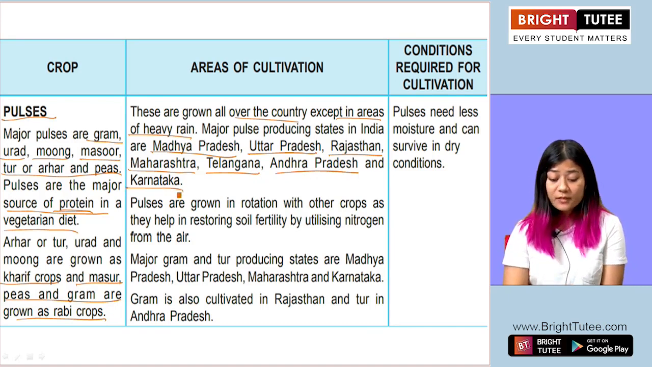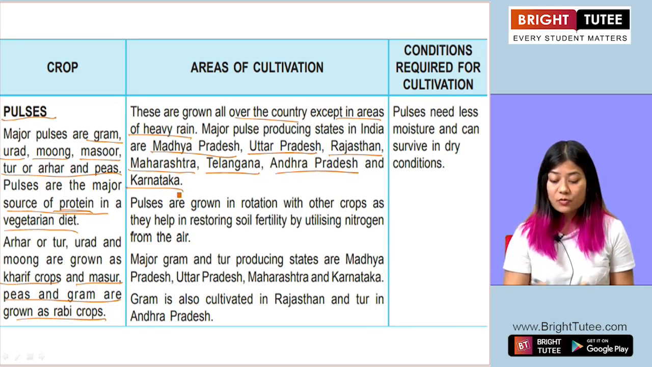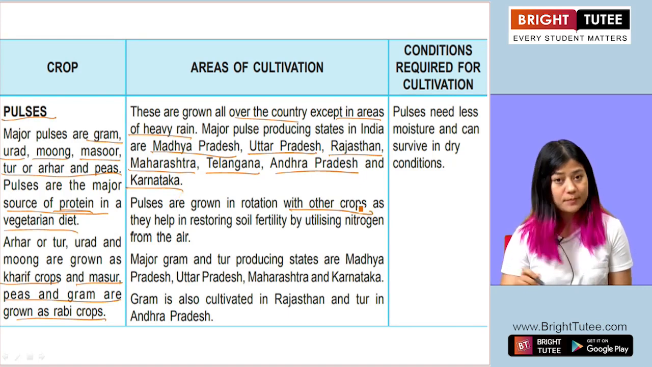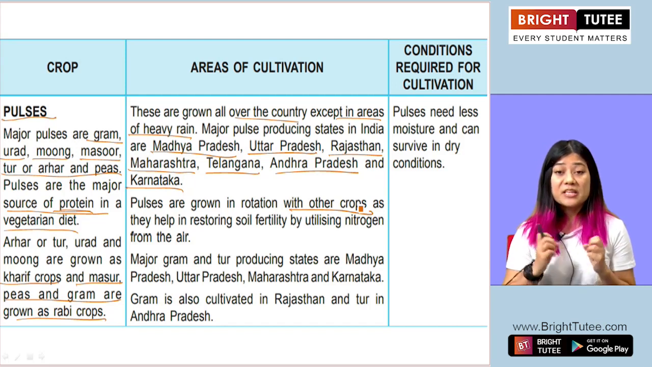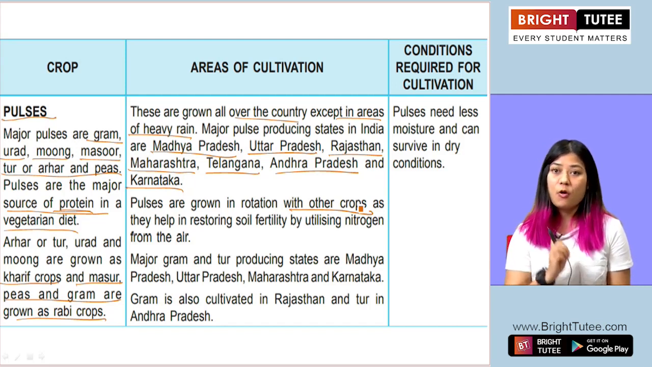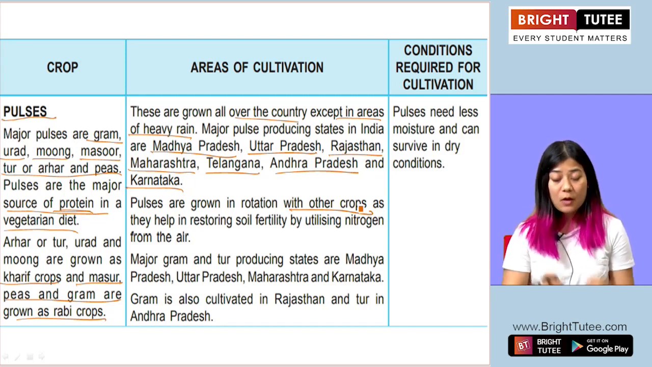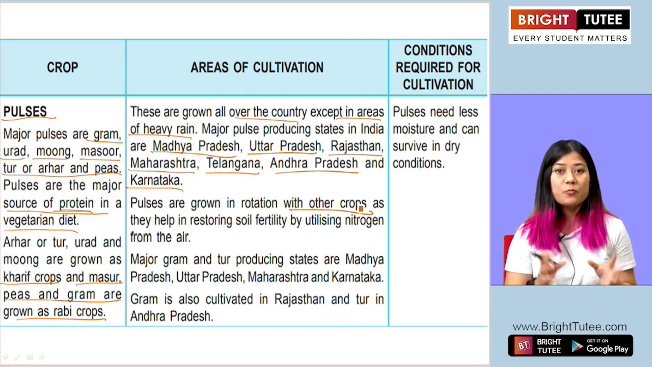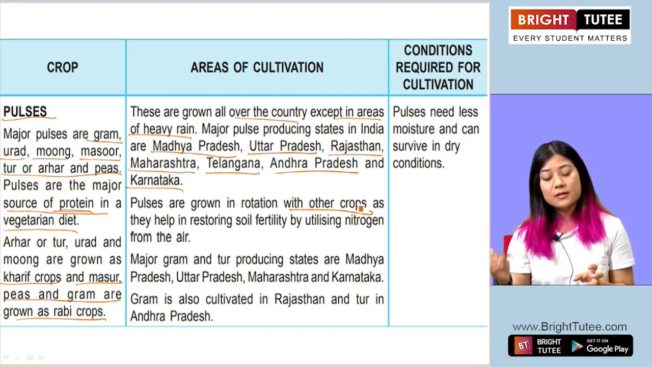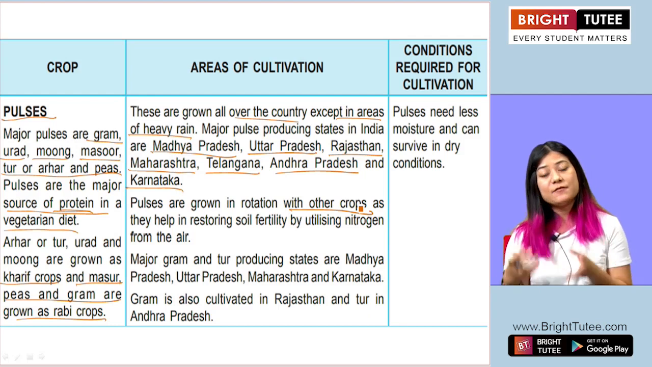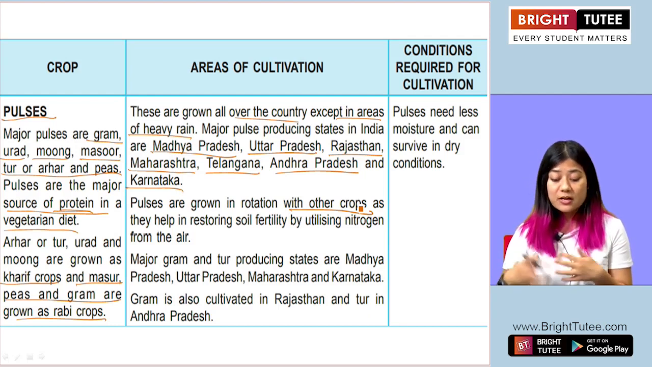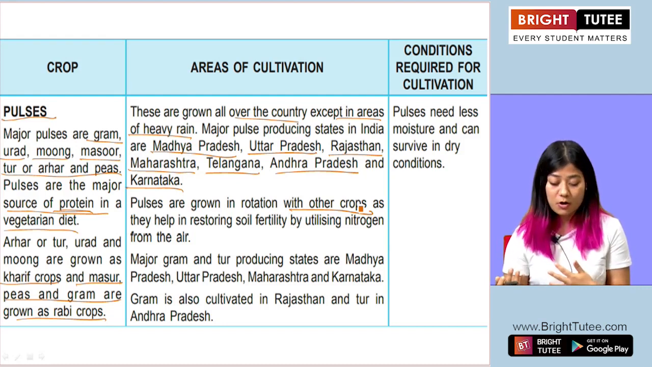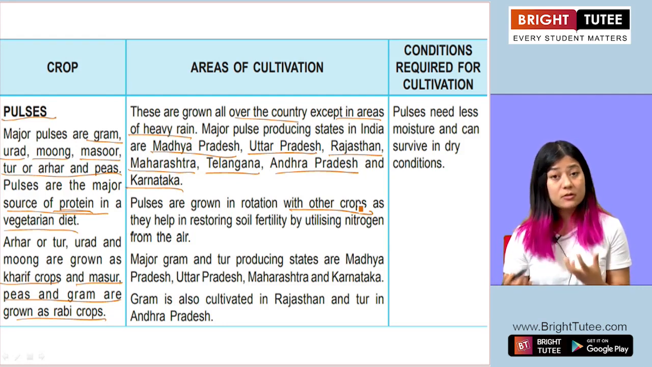Now pulses are grown in rotation with other crops, because this is a very specific feature of pulses. Once the paddy or wheat is grown, then the pulses are grown. Again after the pulses are harvested, another crop is grown. So they are grown in rotation with other crops. Why is this done?